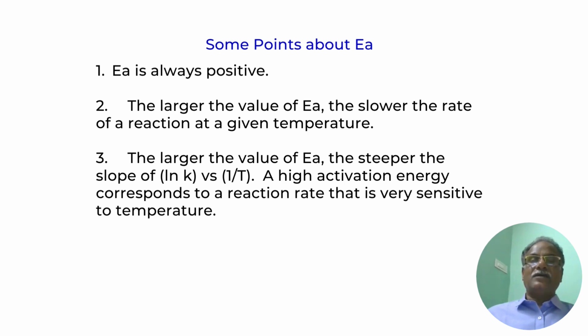EA is always positive. The larger the value of activation energy, the slower the rate of reaction at a given temperature. The larger the value of EA, the steeper the slope. A high activation energy corresponds to a reaction rate that is very sensitive to the temperature.